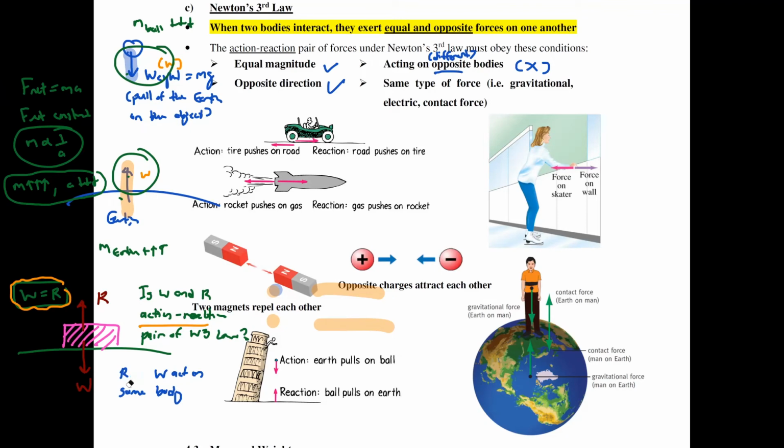So this is one contradiction that you're seeing here. R and W act on the same body. And then another thing is that if I look at the fourth condition, same type of force.